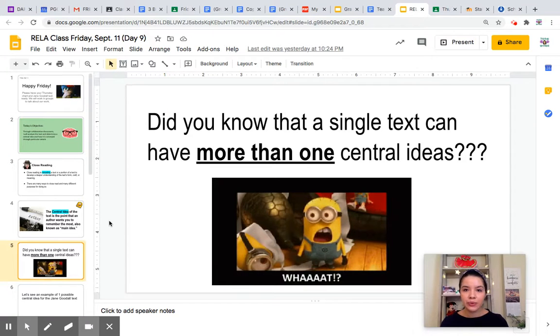Did you know that a single text can have more than one central idea? What? So it can have more than one. Even in movies, in books, comic books, even in some games, we see that there are more than one central ideas. It might be about friendship, and that might be the main idea that they want us to know about, or maybe about how you shouldn't give up in hard situations, right? So there could be more than one central idea.